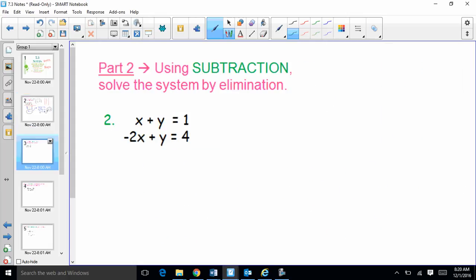All right, moving on. This time we're going to use subtraction. So everything's lined up the same. I've got my x terms lined up, my y terms lined up, and my constants lined up. But this time, you see how the y terms are both positive? I can't cancel those out if I add them together, so I'm going to subtract them instead. So be careful on this one.